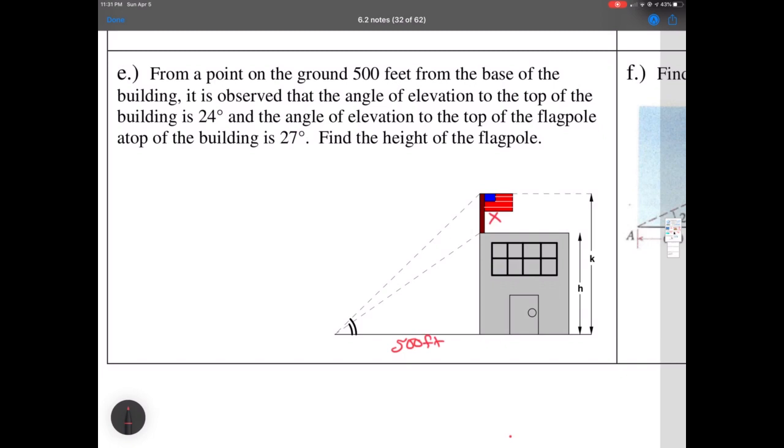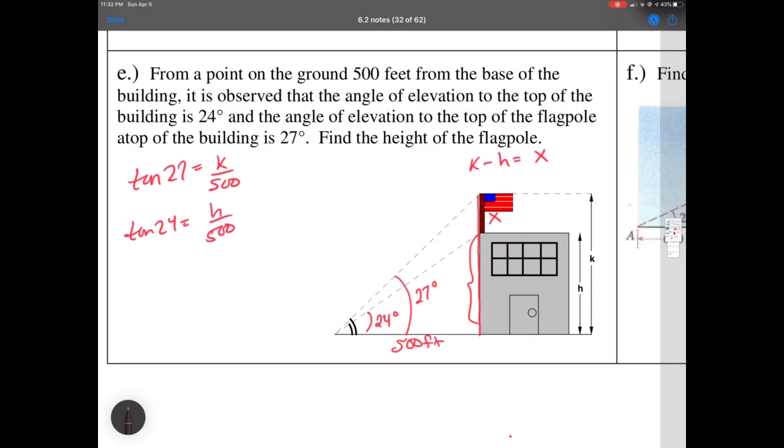The angle of elevation to the top of the building is 24 degrees, so this is 24 degrees. To the top of the flagpole is 27 degrees. So I'm going to find K, then I'm going to find H, because K minus H will give me x. K is the opposite side of the 27 degree angle. So tangent of 27 equals K over 500. And for H, tangent of 24 equals H over 500.